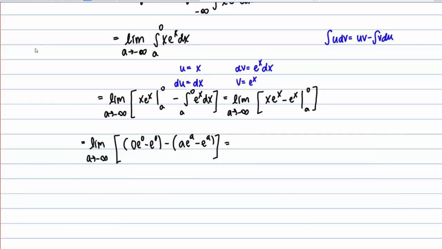Now I can simplify a little bit. 0 times e to the 0 is just 0, of course, and then I have minus e to the 0, which is 1. So I've got this negative 1 minus a e to the a, and then minus a negative, so plus e to the a. So now that I've got this all cleaned up and simplified, it's time to think about taking the limit of this expression as a goes to negative infinity.